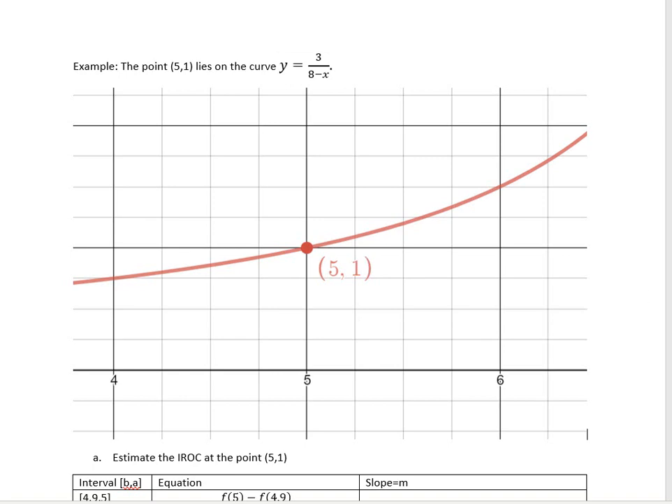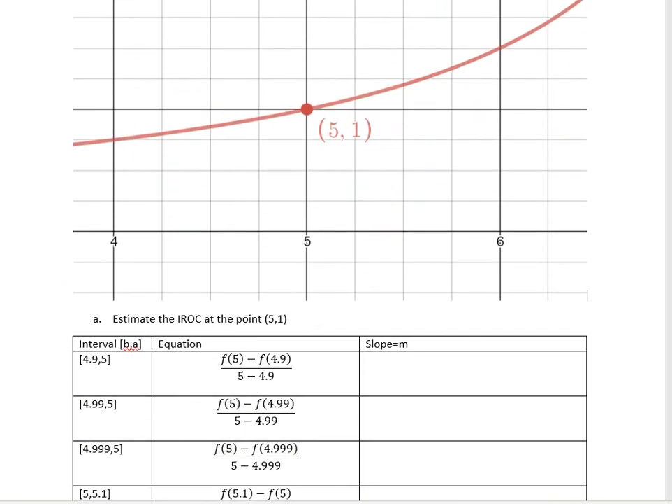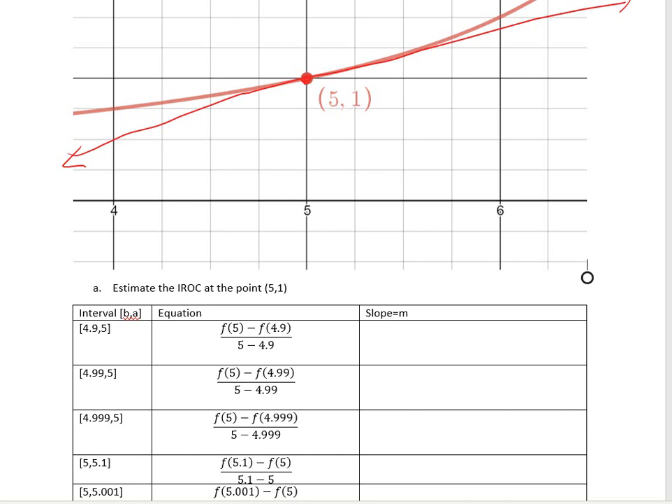What we want to do is estimate the instantaneous rate of change at the point (5, 1). So if we draw the tangent line, remember, that's the line that hugs our curve and just passes through that one point. Again, it looks like our slope is going to be positive. It also looks like it's going to be a little bit on the low side, so probably less than 1, but we will see.